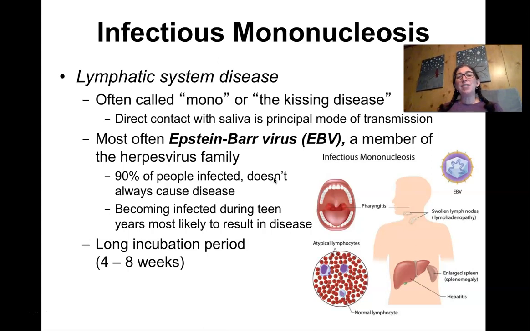But if you get it in your teenage to early adult years, there's a higher risk for developing mononucleosis, where you get a really sore throat, swollen lymph nodes, and a swollen spleen. You may have hepatitis, inflammation of the liver, and you just get very tired, with a lot of fatigue, and some atypical lymphocytes in the blood. You're also a little bit immune compromised because of all this inflammation in the lymph nodes and the spleen.